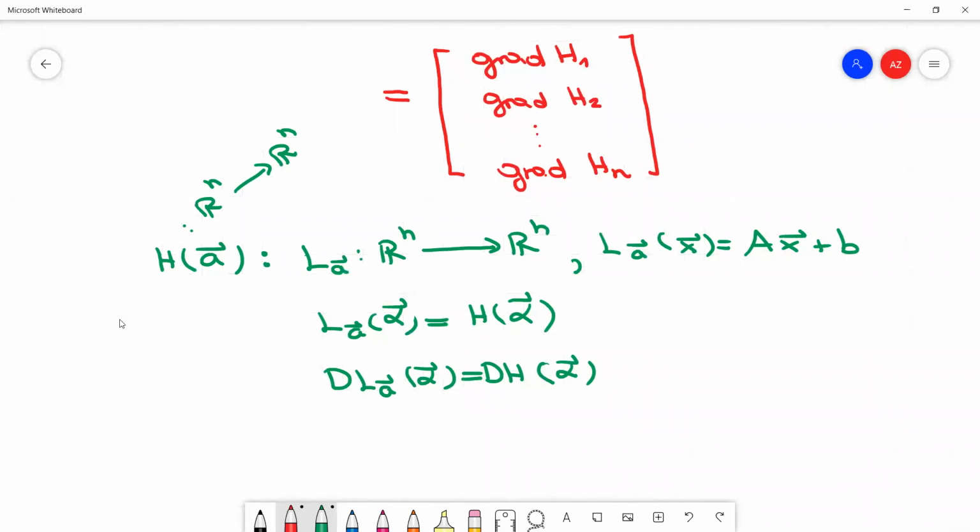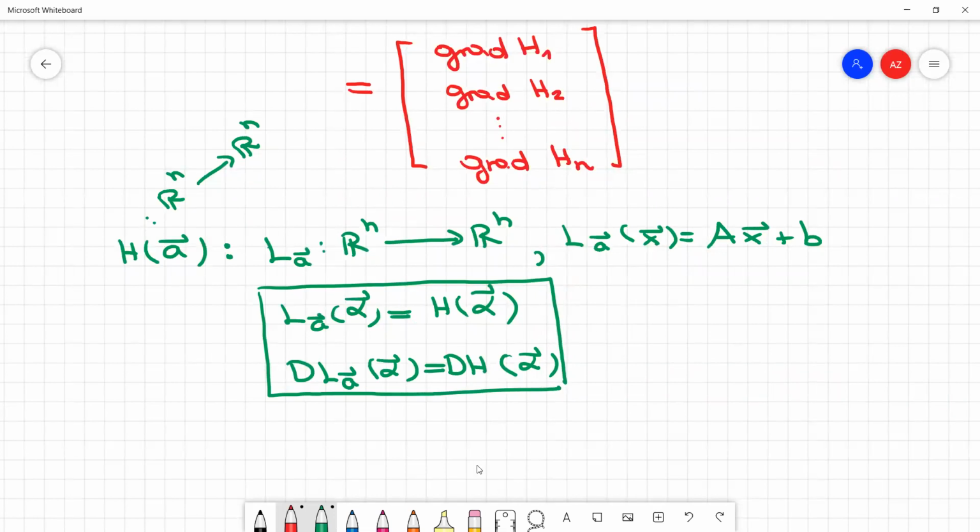So these are two conditions which generalize what we had for the tangent method. In the tangent method, we wanted that in the point the function value and the function value, so h of alpha and the linear approximation in alpha are the same, and also the derivatives are the same. These were two conditions.